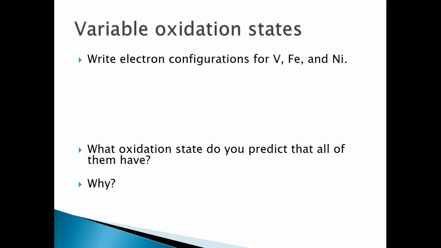What I want you guys to do now is write the electron configurations for vanadium, iron, and nickel. Now, we learned how to do this in IB Chem 1, and it was reviewed in the pre-Unit 2 podcast. So if you haven't watched that podcast yet, you really should do that. Now, you can do the shorthand or full configuration if you want. It is fully up to you. So pause the video and go ahead and write those configurations.